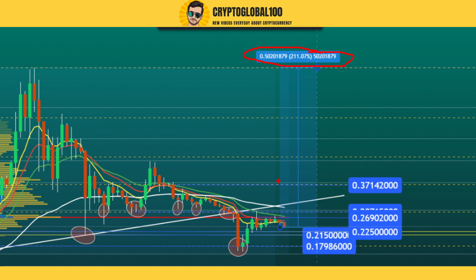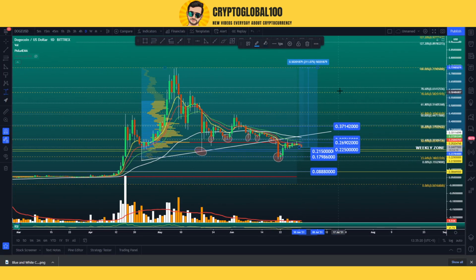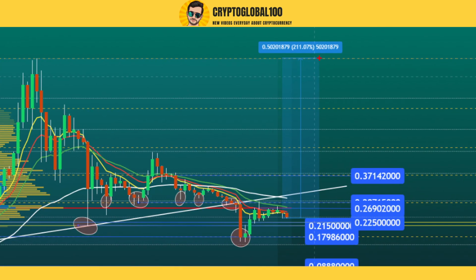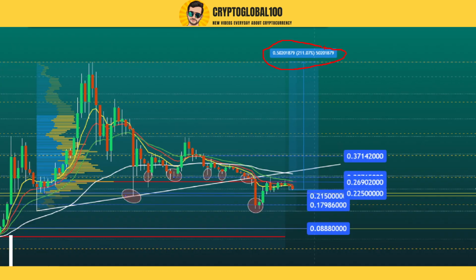So that's what I am telling you. If you are a long-term holder, then you can get a 200% return if you buy right now at this area. Okay, but you have to wait until the end of the year to get your 200%, but that would be worth it.